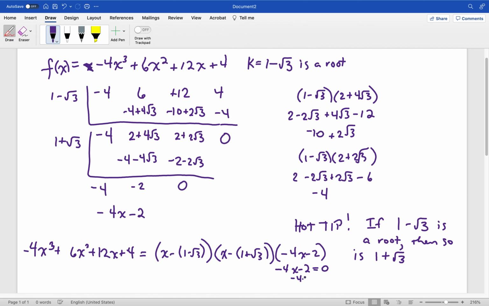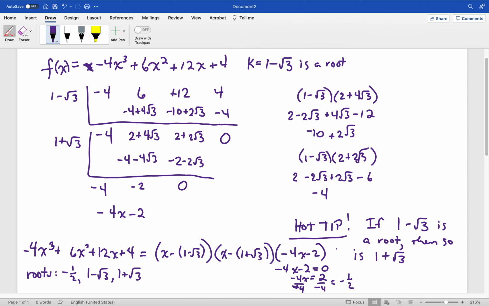So we got, oops, that's a negative 4. So negative 1/2, okay? So we have three roots here. We have negative 1/2. We have 1 minus the square root of 3, and we have 1 plus the square root of 3. All right. So, and this hot tip, keep that in mind as you're working. It'll save you time later on, okay?